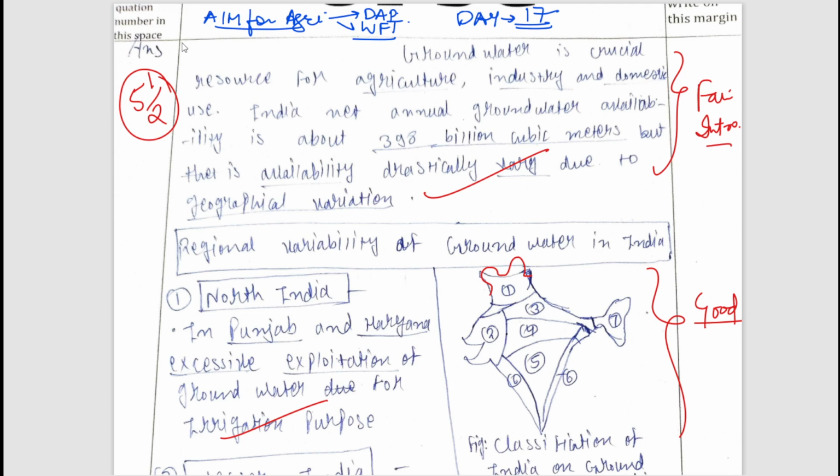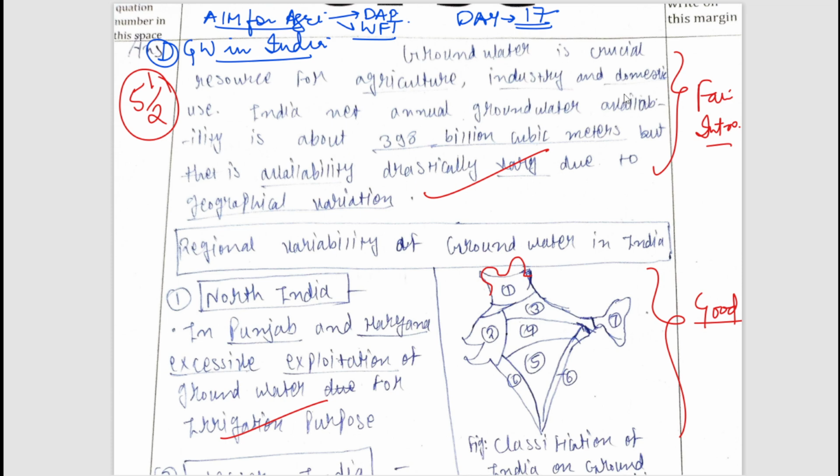So the first question was, discuss the geographic status of groundwater availability in India. So this was the first question. Let's see how the student has written the answer.